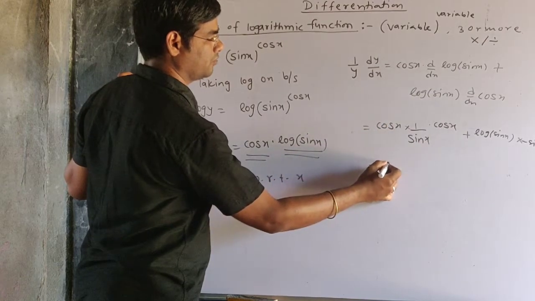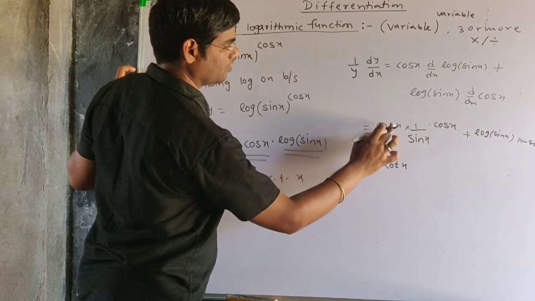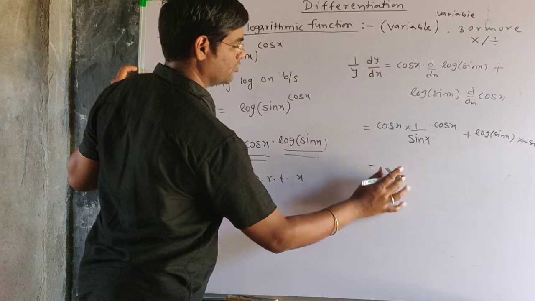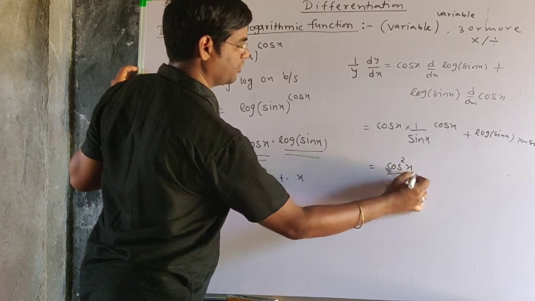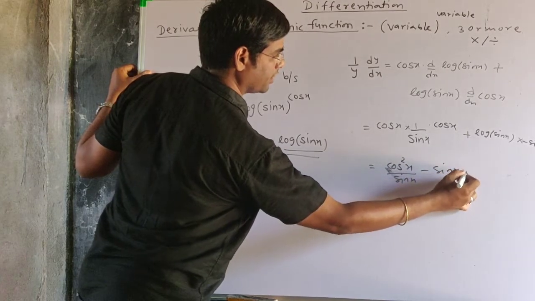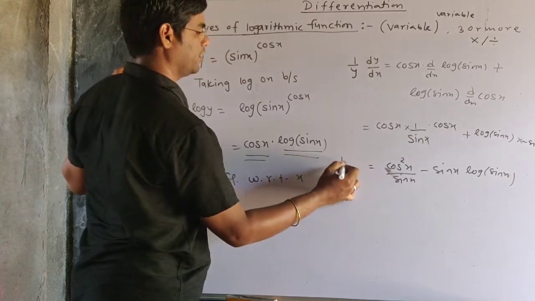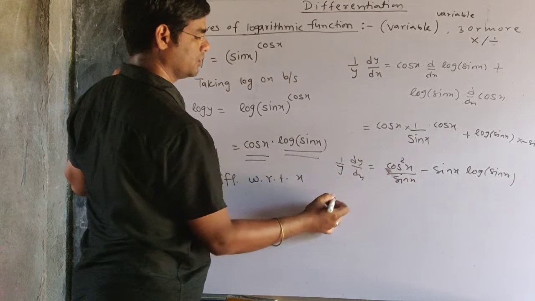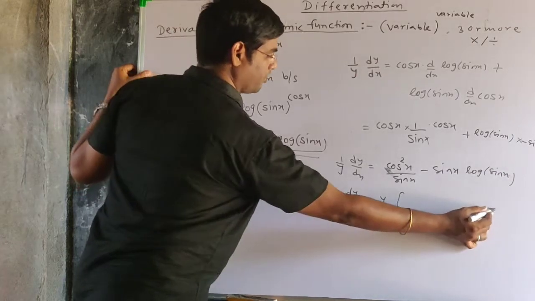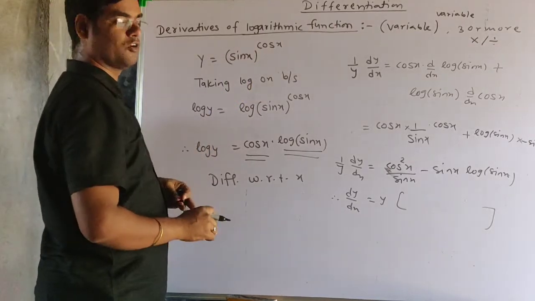Cos x upon sin x is what? Cot x. Or cos into cos, you can write directly cos square x also. Cos square x upon sin x, and here you get a minus sign common. So this is sin x into log of sin x. This is the value of what? 1 upon y dy by dx. Now shift y to the right hand side. So taking y to the right hand side, y into this term, and substitute the value of y, that is sin x raised to cos x.